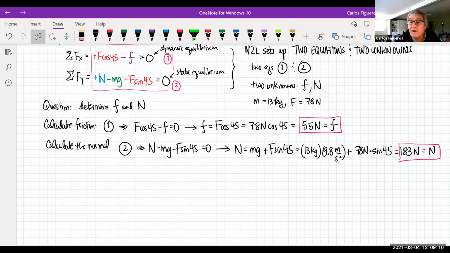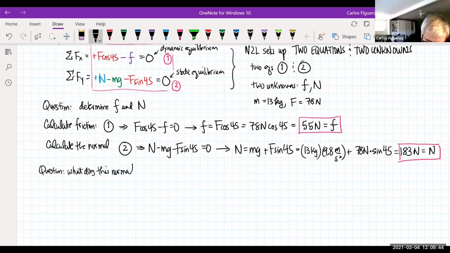The thing we want to look at is Newton's second law. What is it really saying to me here? It's saying the following. The question is, what does this normal mean?